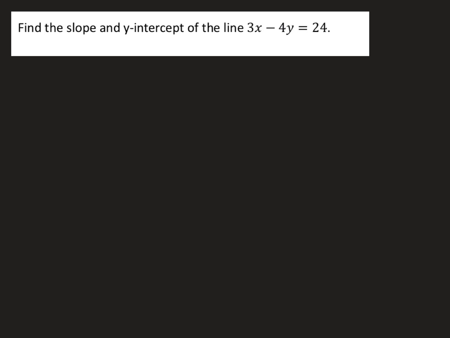Find the slope and y-intercept of the line 3x minus 4y equals 24. Now, just in that last example, I mentioned if you are trying to find the slope and intercept, then you should put this in slope-intercept form, which is y equals mx plus b. So in order to do that, I'm going to start out with the equation 3x minus 4y equaling 24, and I'm going to follow the same solving technique from the last example.